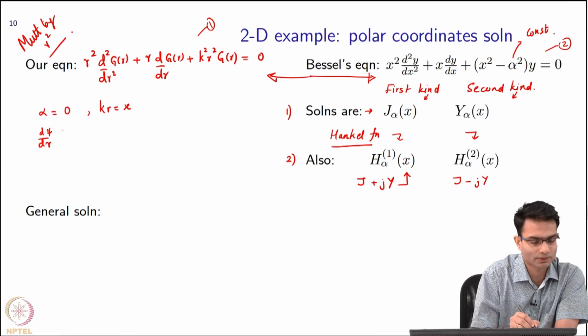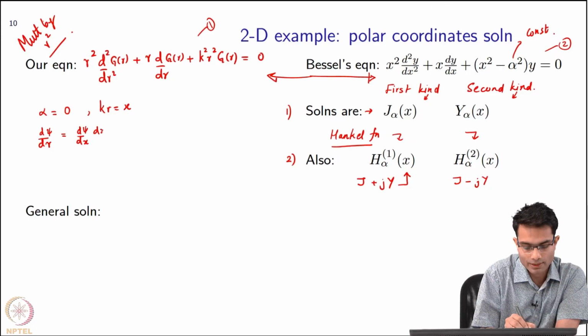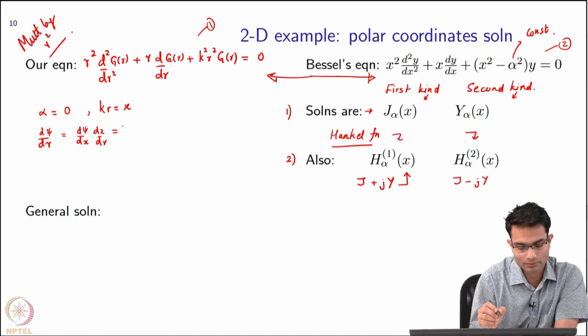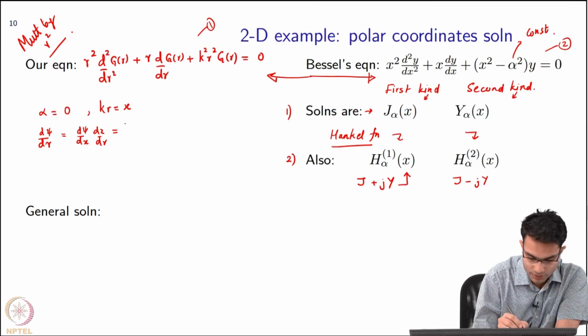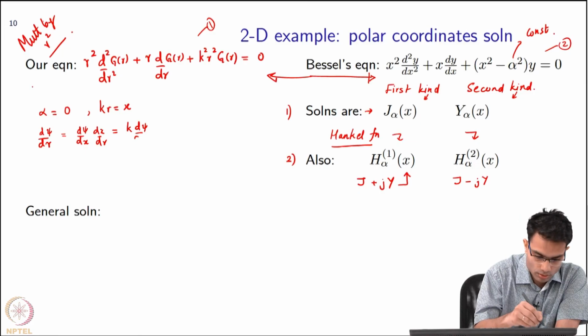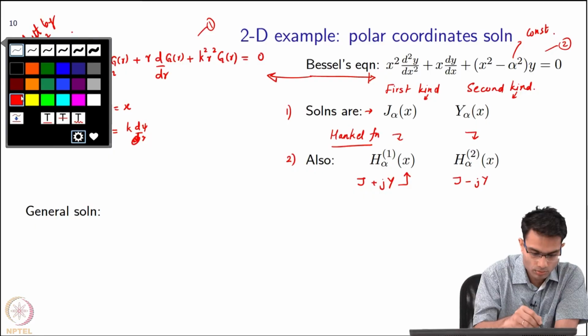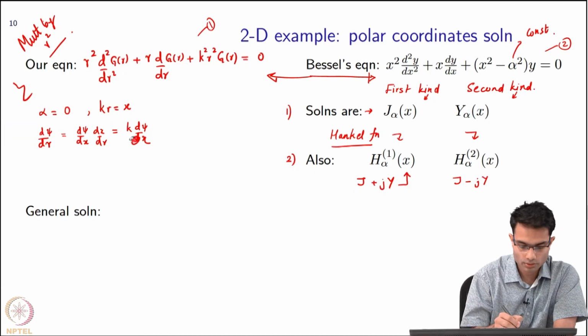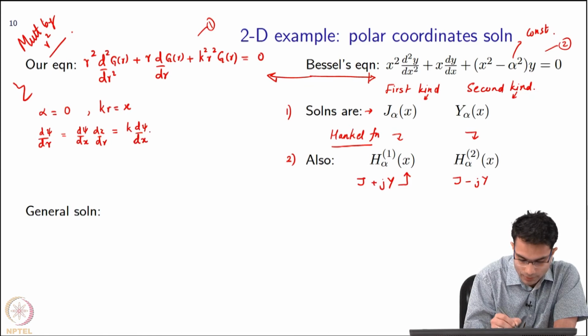d psi by dr. Psi is any function, I can write it by chain rule as d psi by dx, dx by dr, right, and dx by dr becomes a k, right. So, this becomes k d psi by dx.